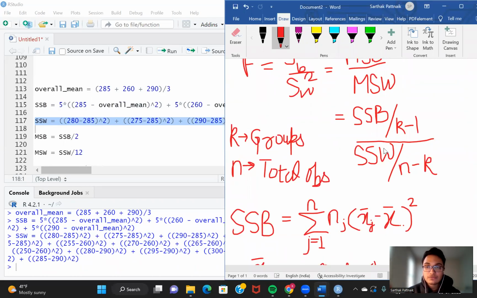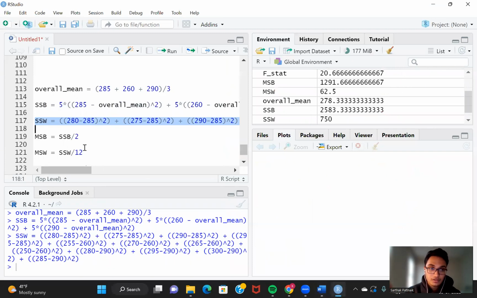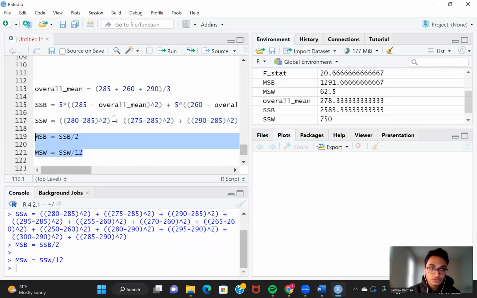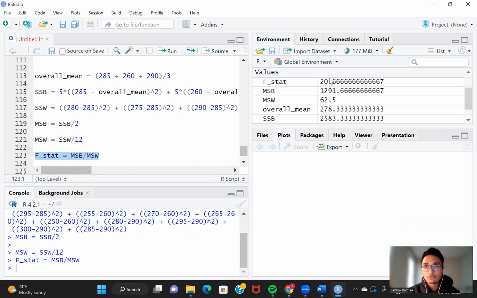And mean square within is going to be sum of square within divided by n minus k, where n is the number of observations and k the number of groups. There are 5 observations in each group, so 5 times 3 is 15. 15 minus the number of groups 3 becomes 12. So we do this. And then to calculate the value of the F statistic, we do mean square between divided by mean square within. This gives the F statistic, which comes out to be 20.666, approximately 21. So this is how we calculate our value of the test statistic.